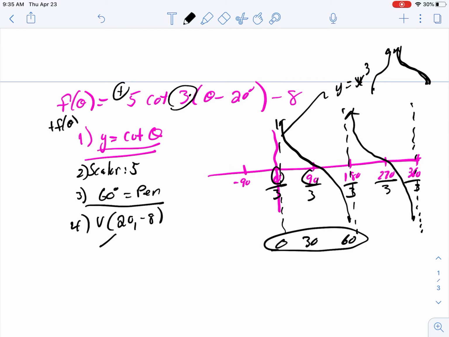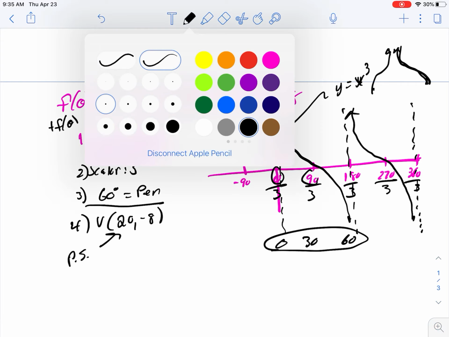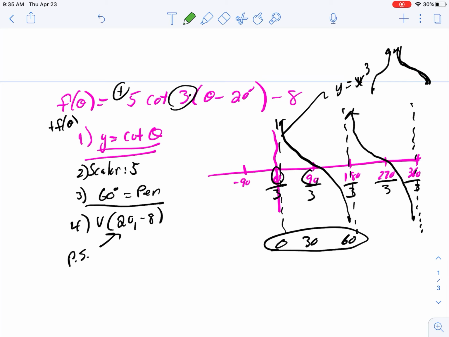Now my vertex is 20, negative 8. So there is my phase shift. So let's go ahead and add 20 to each one of these values.